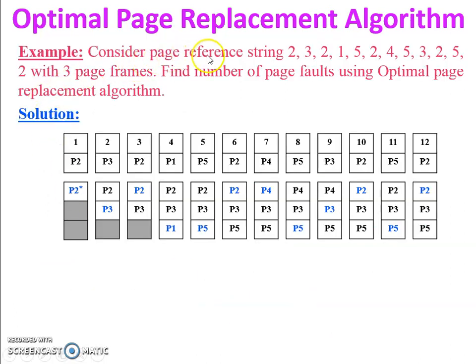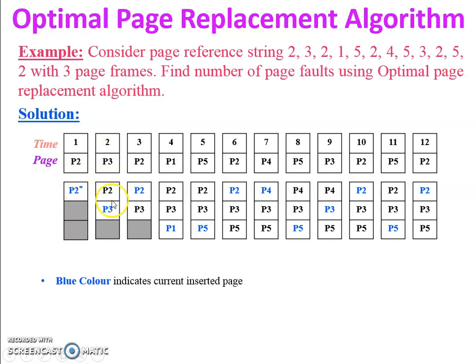Example: there is a string of page numbers and the page frame size is 3. Find the number of page faults using the optimal page replacement algorithm. Now see the solution. These are the time slots 1 2 3 4 5 6 7 8 9 10 11 12, and here different pages are given, accessed by the processor during program execution. In the first time slot you can see P2. Neglect this star, it is not used. Blue color indicates the currently inserted page. P2 is inserted because the page frame is empty.